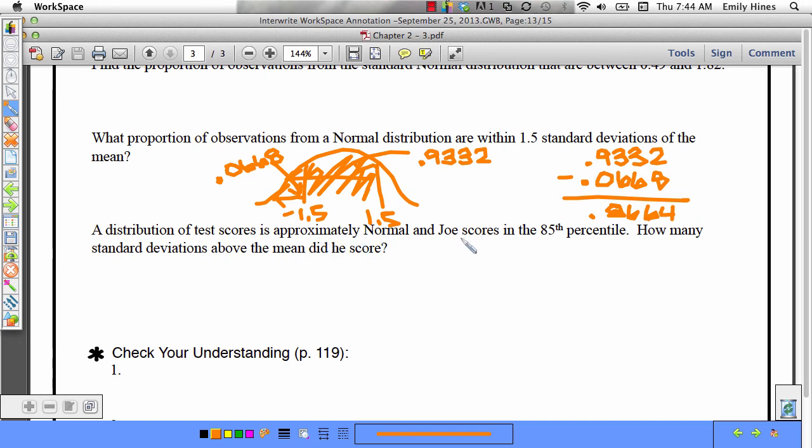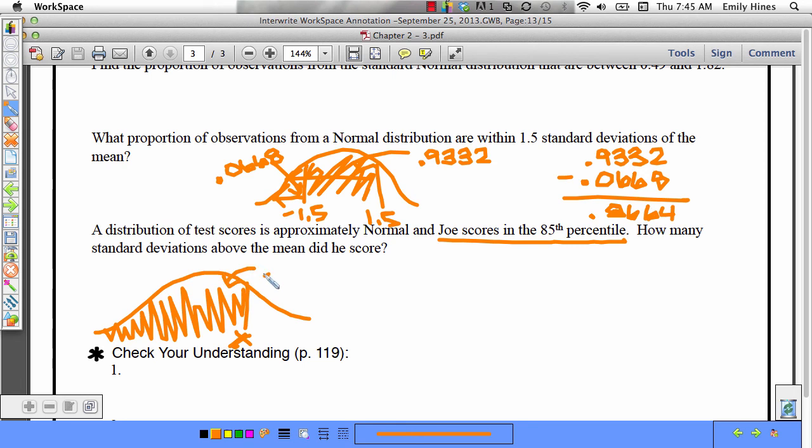There is another way to use the standard normal curve. This one is to go backwards. Here we know that a test score is approximately normal and Joe scores in the 85th percentile. We know from our definition of percentiles that that means he scored higher than 85% of people. So that means that wherever he is on the normal distribution, the proportion of people beneath it is 0.85. I can use table A to also go backwards from an area and find a z-score, and that will tell me how many standard deviations above the mean. And I know it's above the mean because the mean would be the 50th percentile and he's above that.